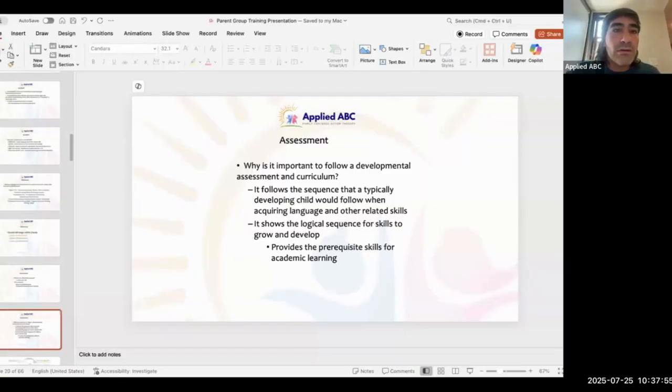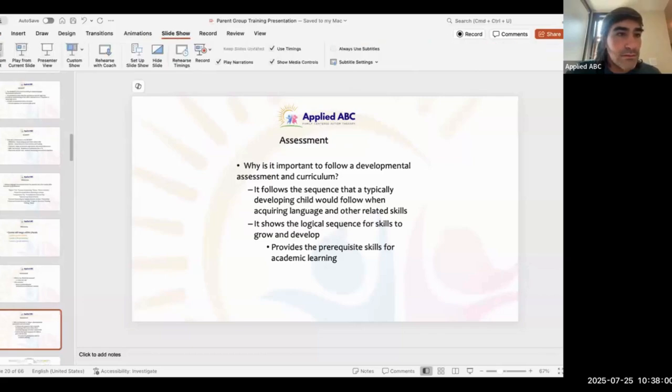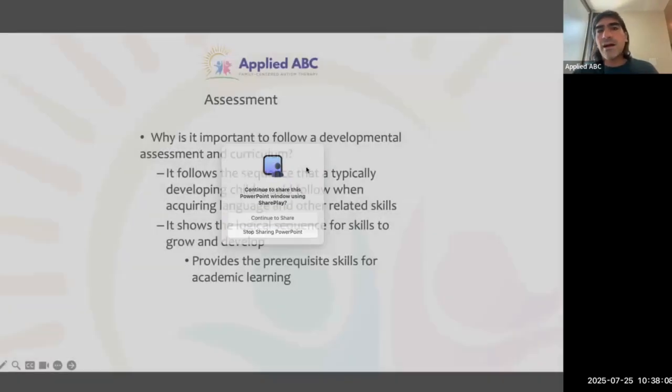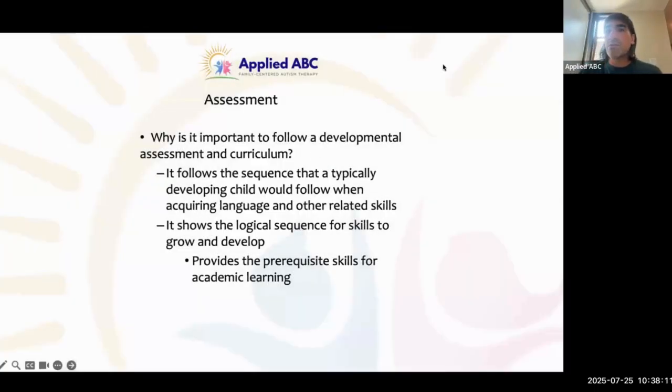Just to catch everybody up, the beginning of this slideshow effectively just talked about discrete trial instruction, which is where you're giving a direct instruction or SD, discriminative stimulus, and getting a response, and verbal instruction, which is very similar but emphasizes elements of speech.